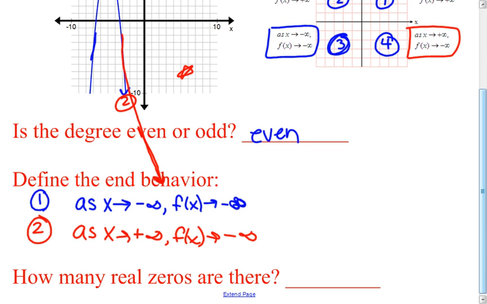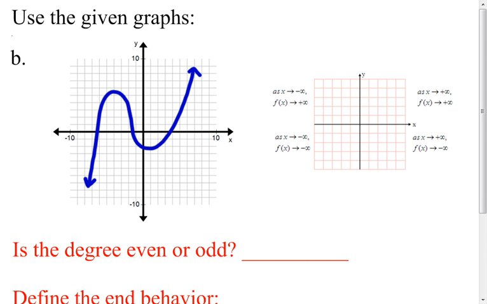Because you're moving to the right, so your x's get bigger, and you're moving down, so your y's, or your f of x's, are getting smaller. Okay? How many real zeros are there? You want to look at how many spots it crosses the x-axis in, which is 2, and so it has 2 real zeros. Okay? We'll do a couple of these.